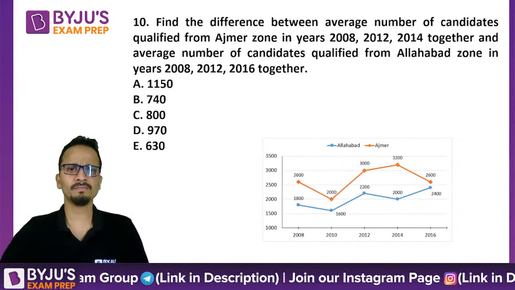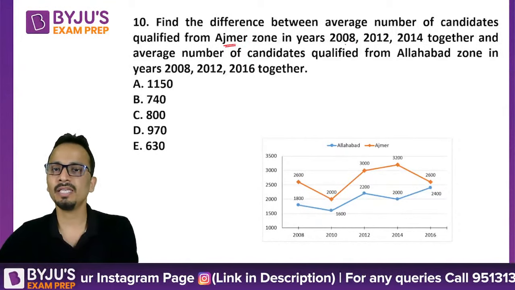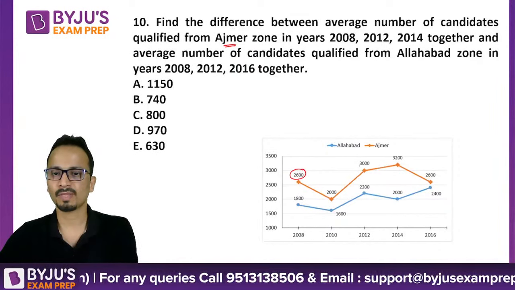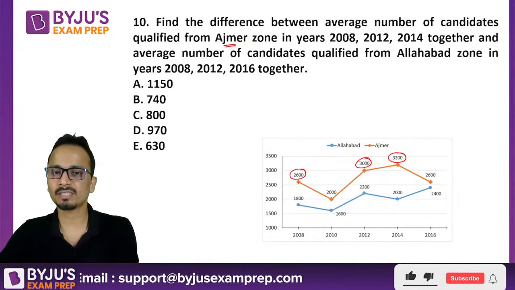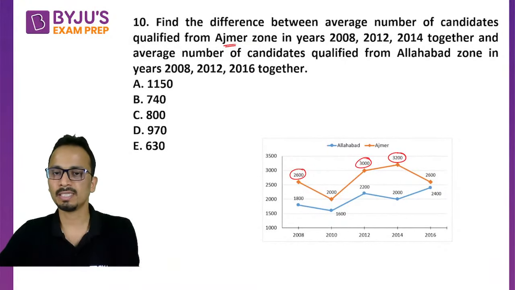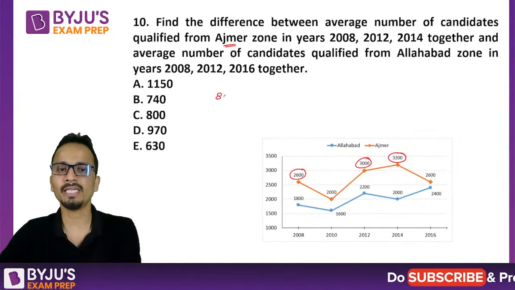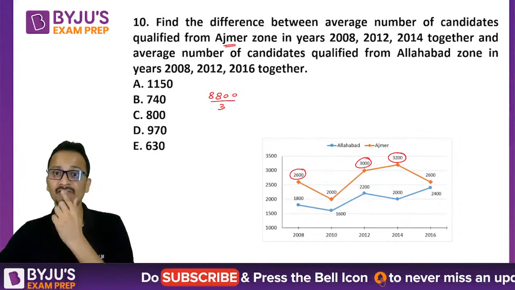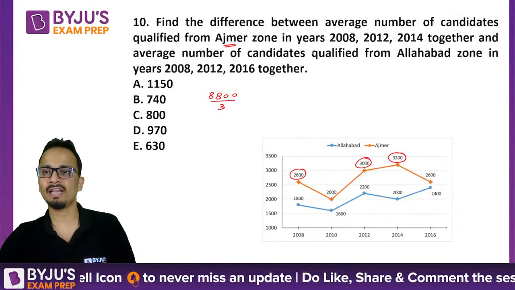Any answer for this one? We have to find the difference between the average number of candidates from Ajmer in years 8, 12 and 14. So Ajmer 8, 12 and 14. I'll calculate the sum. So 26 plus 30 plus 32, so 62, 88. So it is 88. So 8800 divided by 3 will be the average from Ajmer in the years 8, 12 and 14.